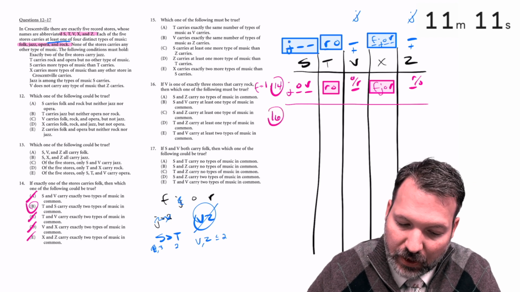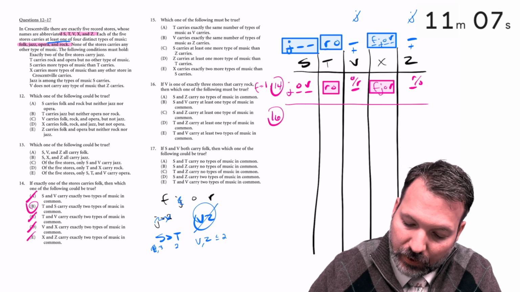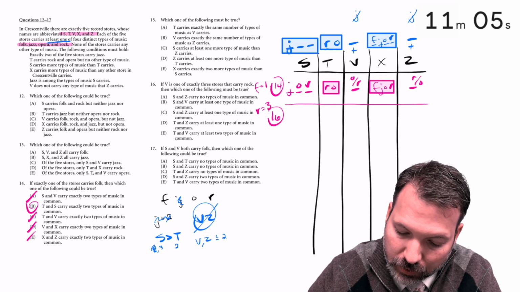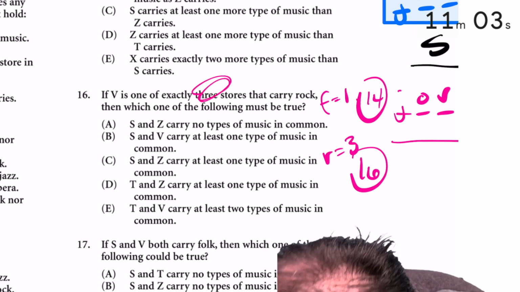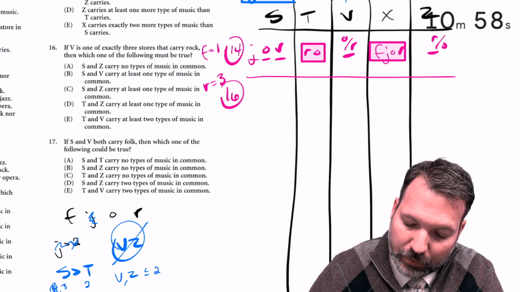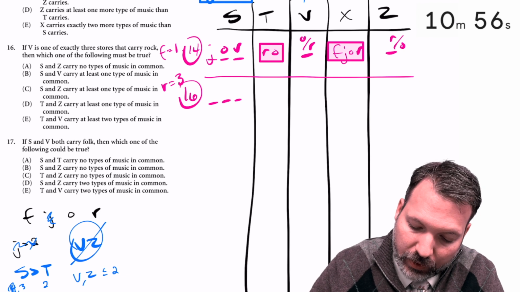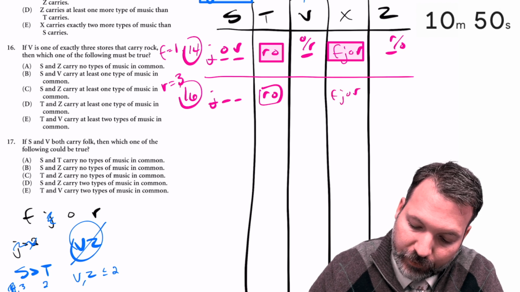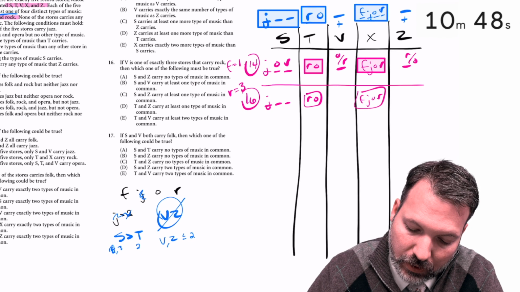Number 16, if V is one of exactly 3 stores that carry rock. Rock equals 3. Did I read that correctly? Yes, okay. Which of the following must be true? Well, let's bring down what we know. We always know about J. We always know about O and R. We always know about all 4 for X.